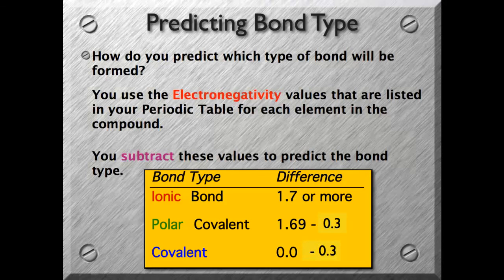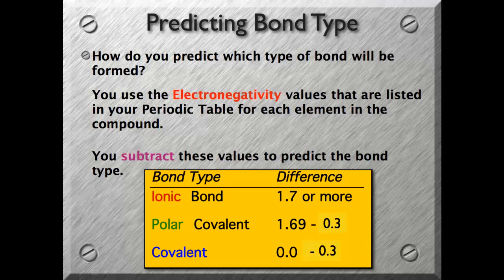So, how do we predict the bond type? How do we know what type of bond will form? Typically, we will look at whether it's a metal and a nonmetal or a nonmetal-nonmetal bonding. Metal-nonmetal, we can pretty much be sure that it's going to be ionic. Now, in some cases, depending on what type of nonmetal, there may not be an ionic bond that's formed between the metal and nonmetal. But those are exceptions.